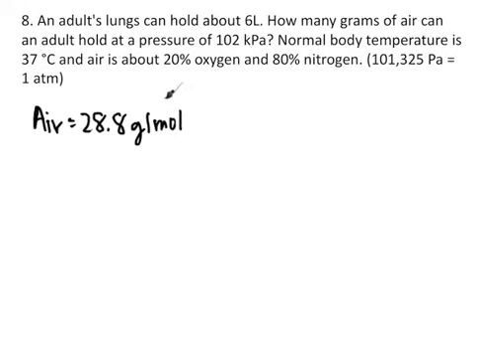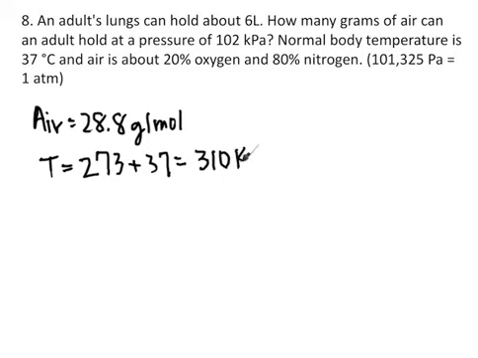Okay, we also need to convert the temperature, right? We have temperature is 37 degrees Celsius, so we need to convert that to kelvins, right? To use the ideal gas equation, we always have to convert to kelvins. So 273 plus 37 equals 310 Kelvin. The pressure is given to us in kilopascals, so we also need to convert this to atmospheres.